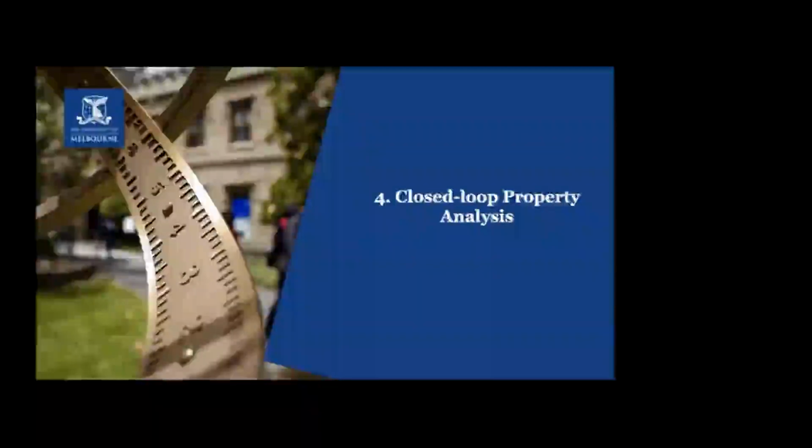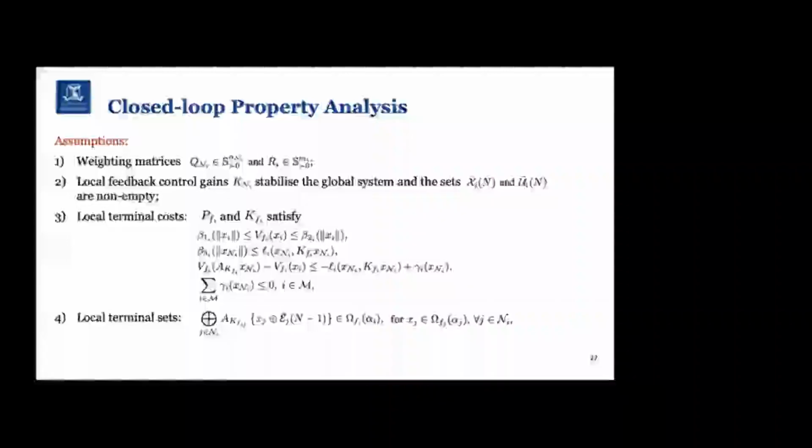And then with this robust distributed MPC, we also want to analyze the closed loop properties. Before that, we first make some assumptions. The first one, we need to give the positive definite weighting matrices that are used in the stage cost functions. And the second one, for finding this local feedback control gain Kni, we want this gain to stabilize the global system, and also the sets, because this gain will be used for the constraint tightening. So we want the tightened constraints at the end of the horizon to be not empty. So all the constraints are not empty.